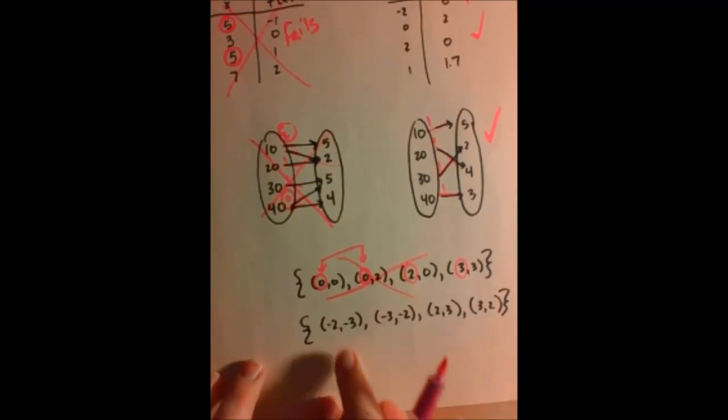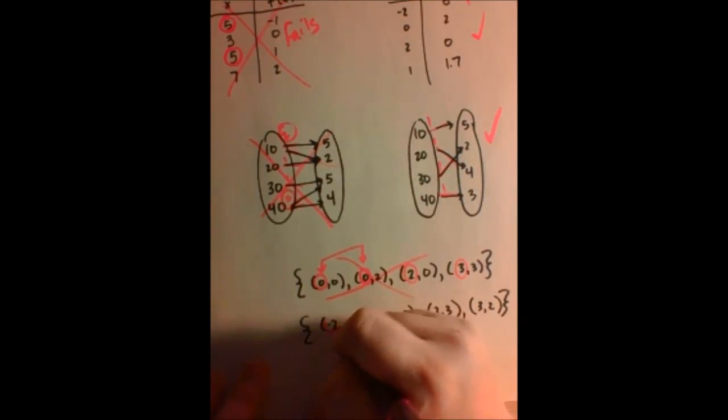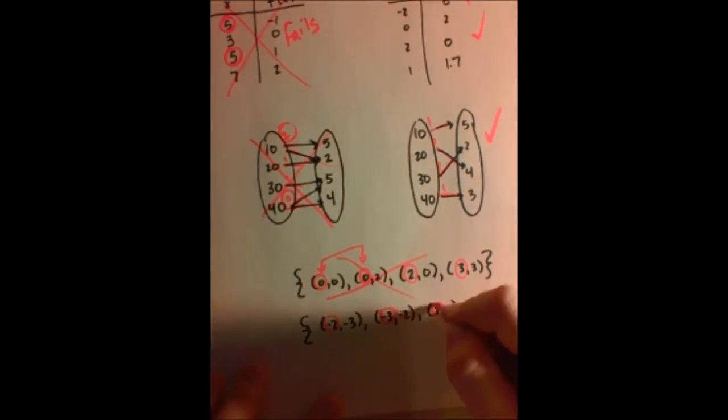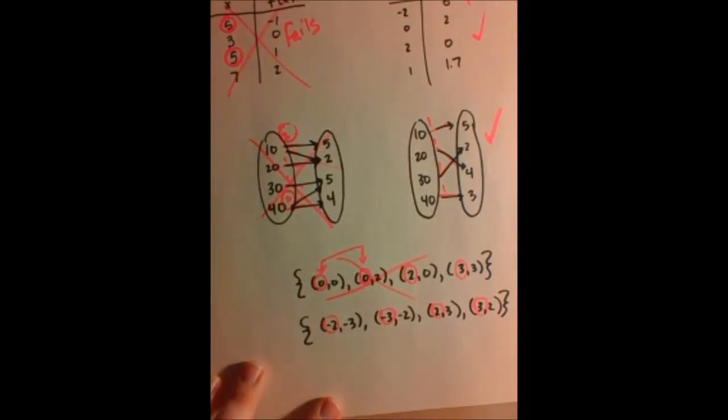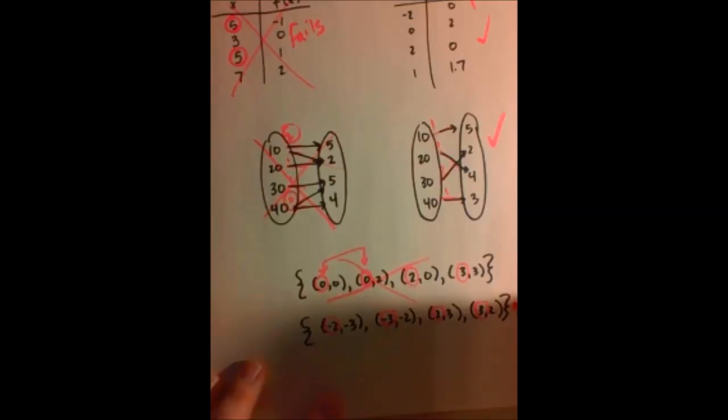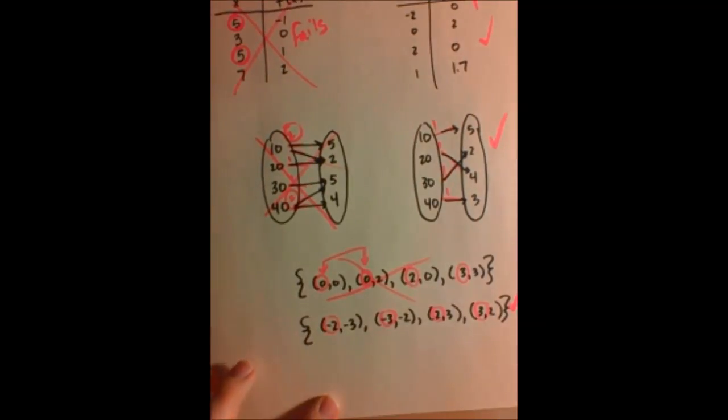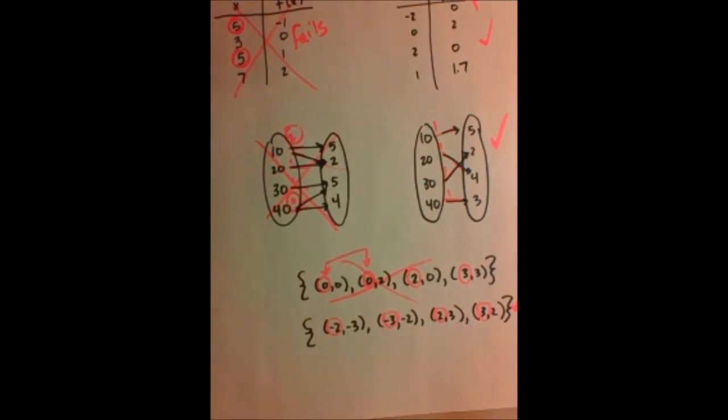Looking at our last example, again, I'm going to go through and circle my x's. Looking for any repeats, -2 only occurs one time, -3 only occurs one time, 2 only once, 3 only once. Therefore, that one is a function. So we've looked at 4 ways of seeing a relation, and we've seen examples of functions and not functions. I'm going to quickly review function notation.